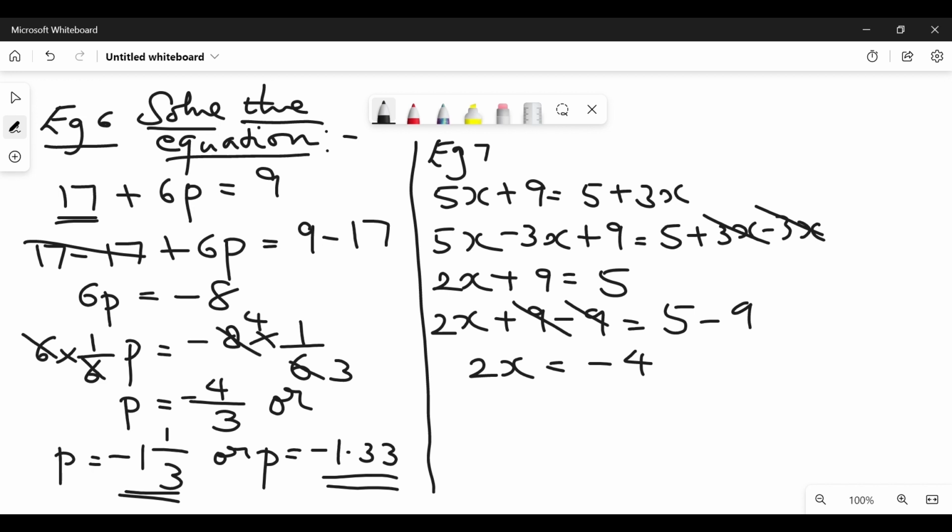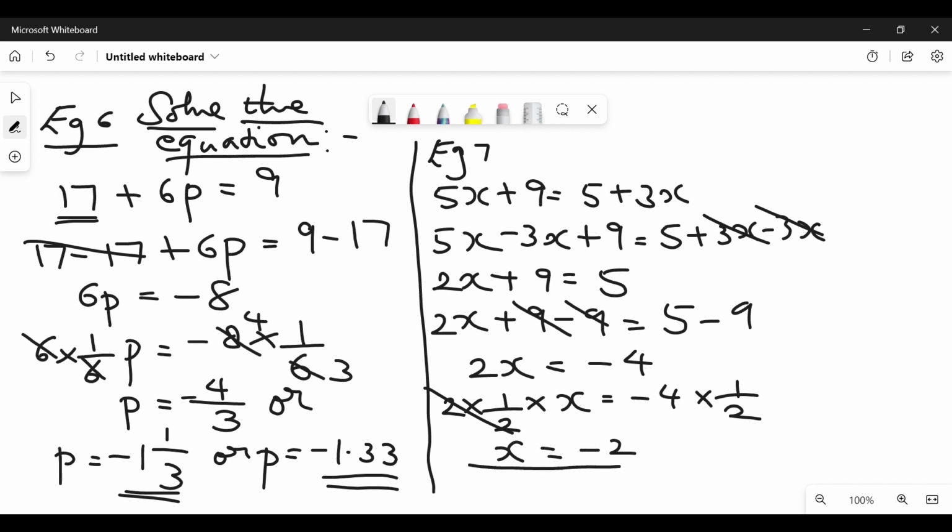Now the next step: you can see that I want x but I have 2x. So I need to remove 2, and of course it is in multiplication. So I am supposed to multiply this with the multiplicative inverse: 2 times 1 by 2 times x equal to minus 4 times 1 by 2. Whatever you do on the left hand side, do it on the right hand side as well. 2 and 2 get cancelled, therefore x is equal to minus 4 times 1 by 2. The answer is x is equal to minus 2. This is the so-called solution.